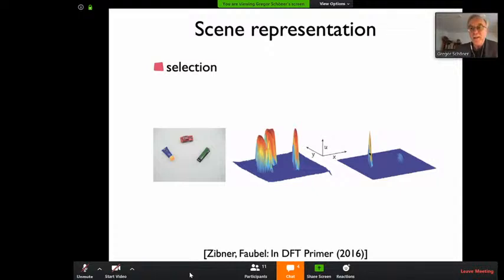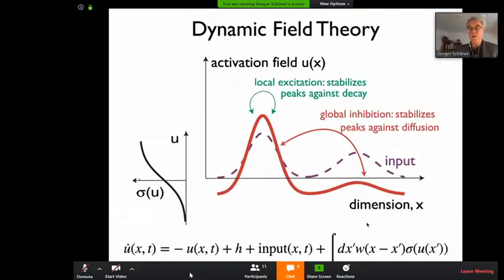But then when I make selection, I need to stabilize or keep around one of those peaks and suppress the other ones. And that is achieved by this term, which is what we call neural interaction.